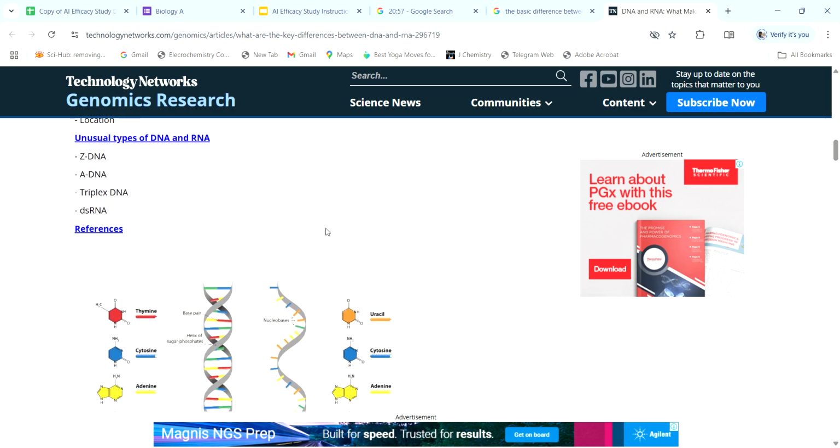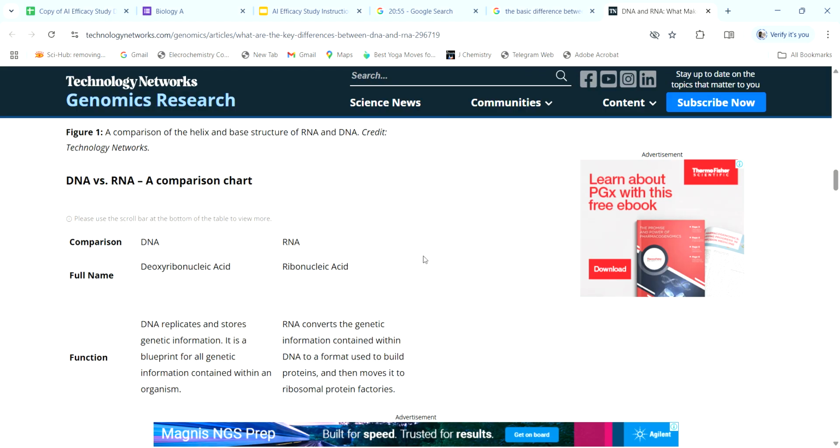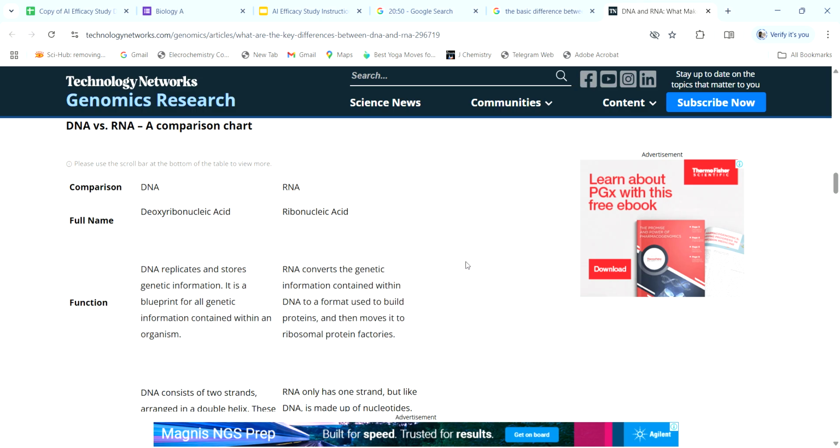Yes, this is the comparison chart between DNA and RNA. DNA is deoxyribonucleic acid, whereas RNA is ribonucleic acid. The function of DNA is to replicate and store genetic information. It is a blueprint for all genetic information content within an organism. And the function of RNA is to convert the genetic information content within DNA to a format used to build proteins, and then move it to ribosomal protein factories.